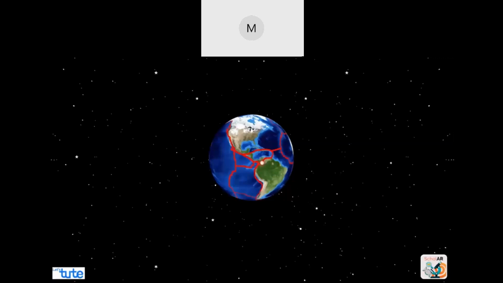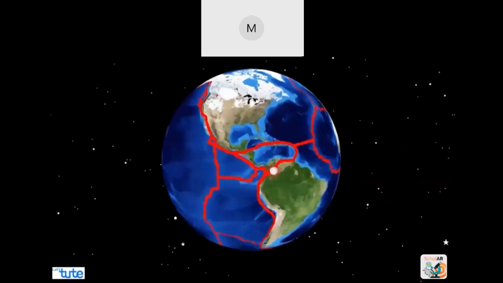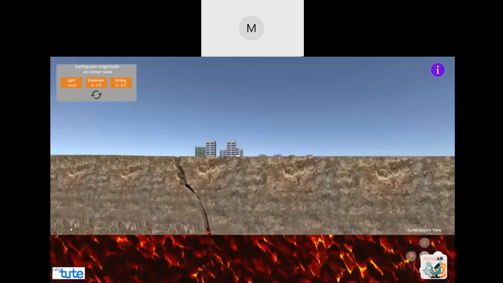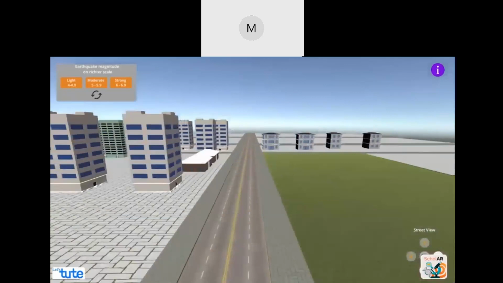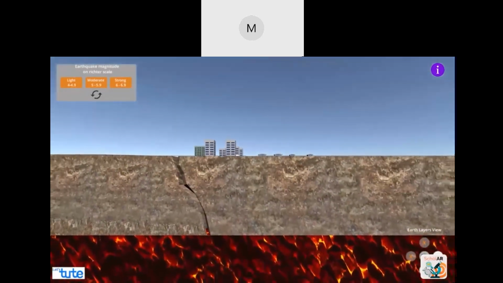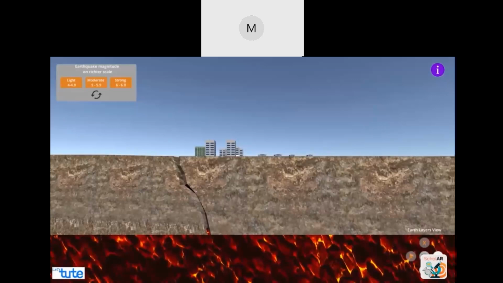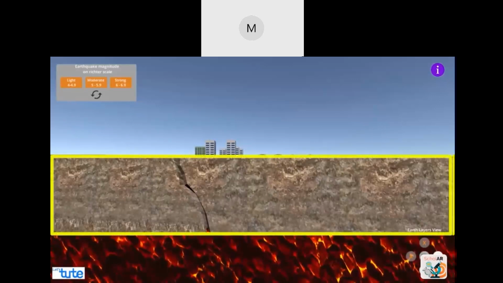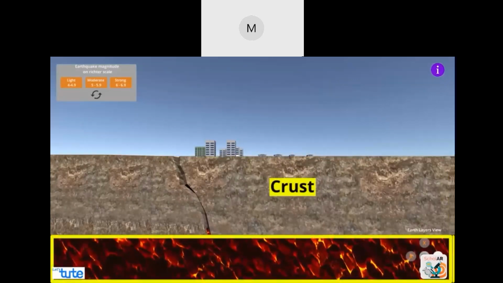Now we can see that there's a grayish-white dot. Let's click on that. We can see a small town when we see this in the street view, and then when we click on layers view, we can see Earth's layers. The grayish in color is called the crust, and the one in reddish color is called the mantle.